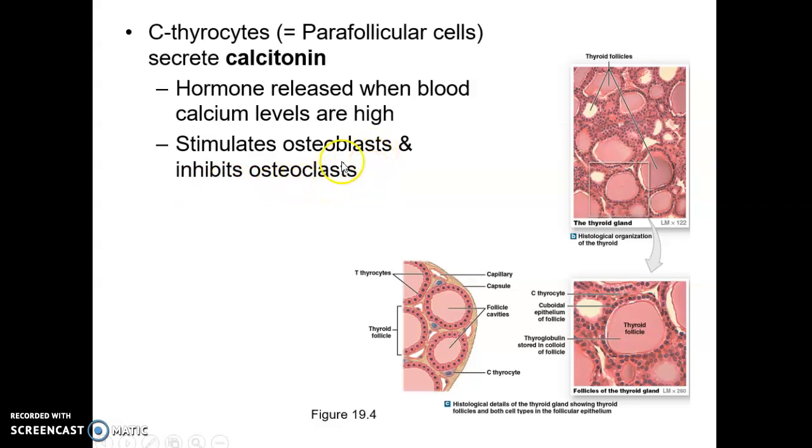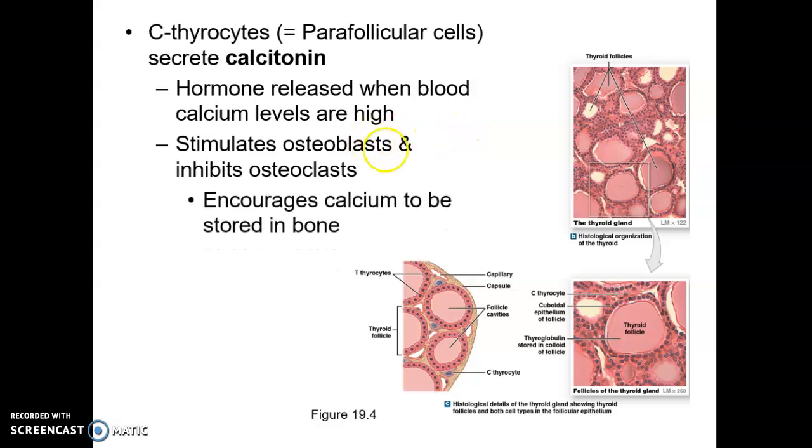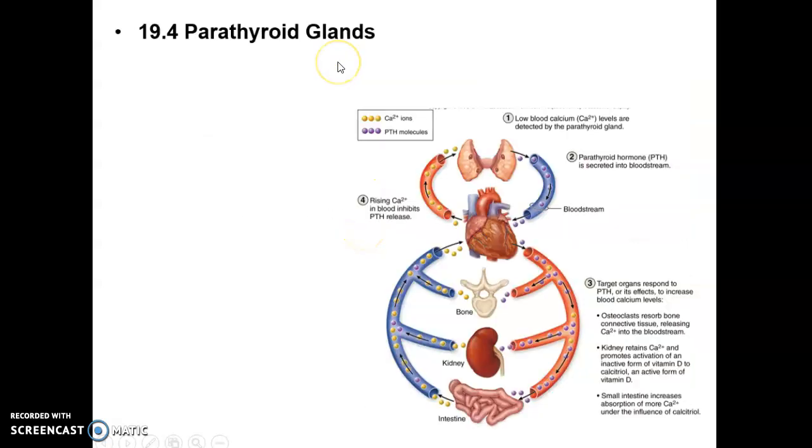And these two activities help remove the excess calcium that's in your blood, if that was to happen. Another way of thinking about the effect of calcitonin is calcitonin is secreted when you have a ton of calcium in your blood, right? Too much calcium. So you have to have a way of getting rid of it or reducing the blood calcium levels. So it encourages calcium to be stored in bone. The overall effect of calcitonin.